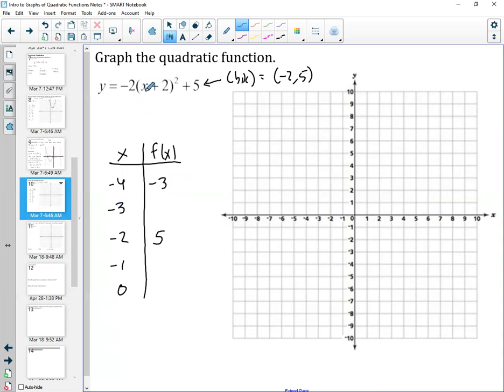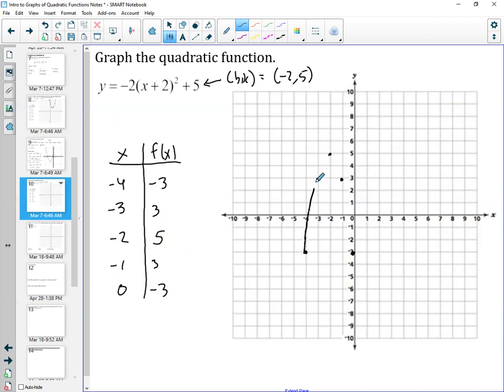If I put a -3 in there, -3 plus 2 is -1. -1 squared is +1. -2 times +1 is -2, plus 5 is +3. These are going to be the same as those two. Again, you're welcome to calculate these if you want, but I promise they're going to be the same. So -2, 5; -4, -3; -3, 3; -1, 3; and 0, -3.